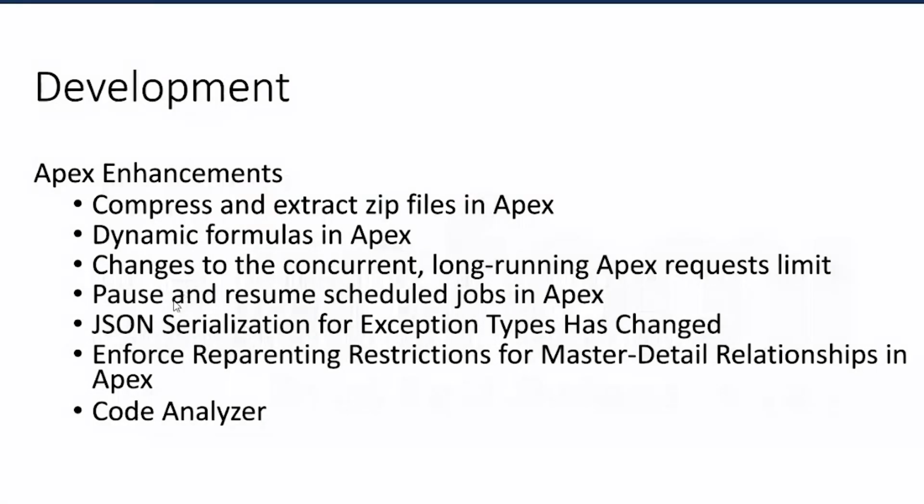And now we also have the feature to pause and resume scheduled jobs in Apex. We can use methods to pause by job name or ID, or resume by job name or ID. So we can do it in Apex itself. And then JSON serialization for exception types. This has been changed. Apex no longer supports JSON serialization for custom exception types and even most built-in exceptions. That is what has been given in the documentation.